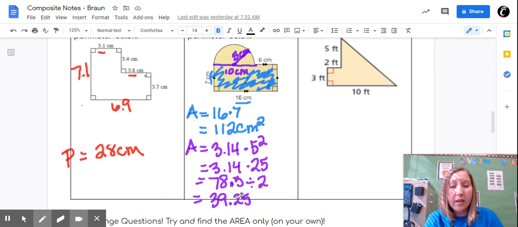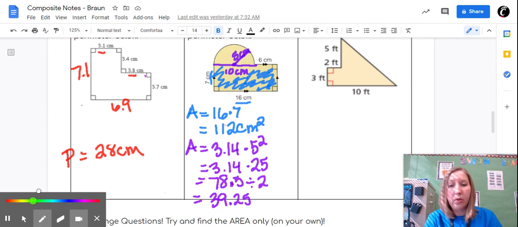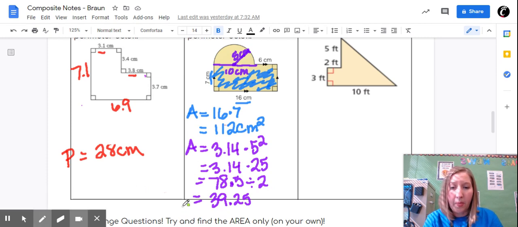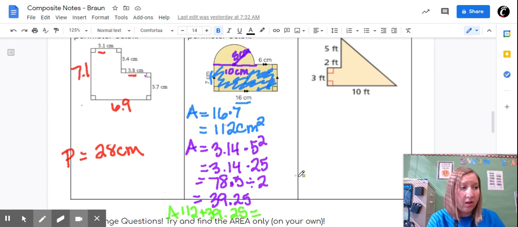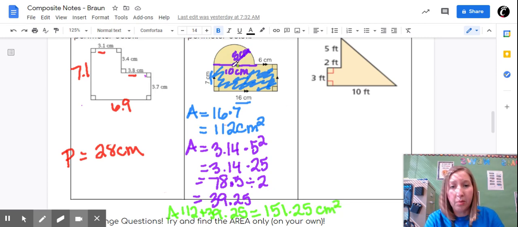39.25. Now, to find my total area, I want to add my two sections together. And when I do that, I'm going to add 112 and 39.25. This is for my area. And when I add those two numbers together, I'm going to get 151.25 centimeters squared. So my total area for my composite shape is going to be 151 and 25/100 centimeters squared.